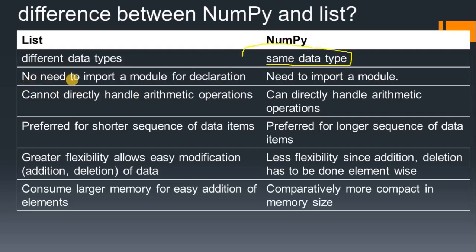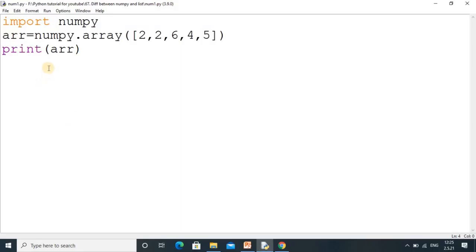Then the second point is no need to import a module for declaration, meaning a list you can directly use in the program, but in NumPy you have to import the NumPy module, then only you can use it. Third one is a list cannot directly handle arithmetic operations, but in NumPy we can handle arithmetic operations. I will show you practically. For example, here I have already written the code for NumPy. In the last tutorial we have seen it also.